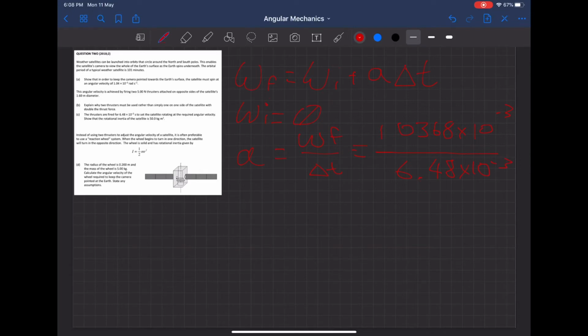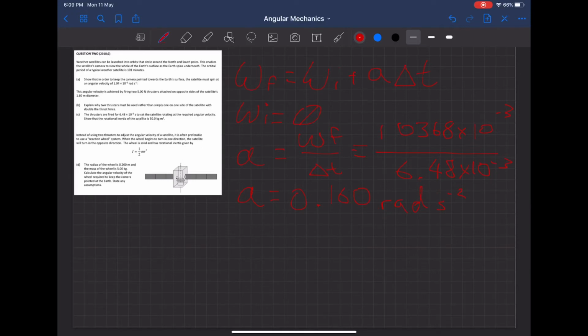From that, we get our angular acceleration of 0.160 rads per second squared. Okay. Now, with that, we could use our rounded number, and we probably get a very similar, if not the same answer, because of the significant figures we've rounded to here.